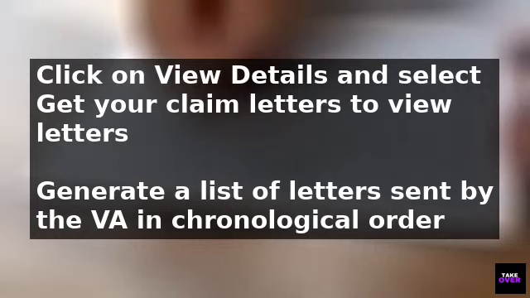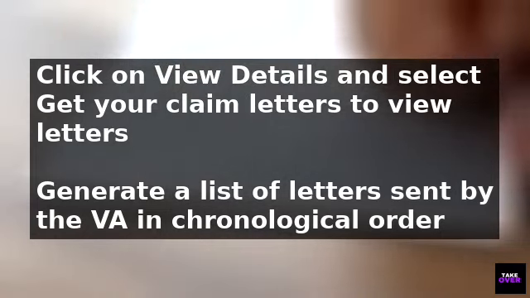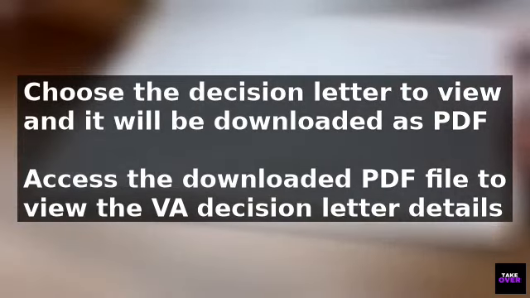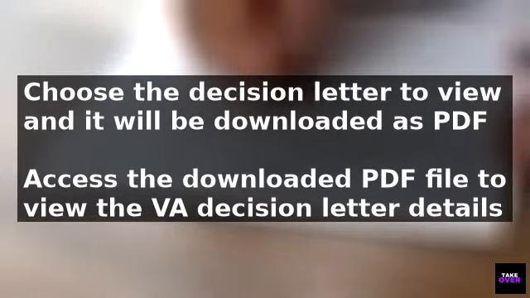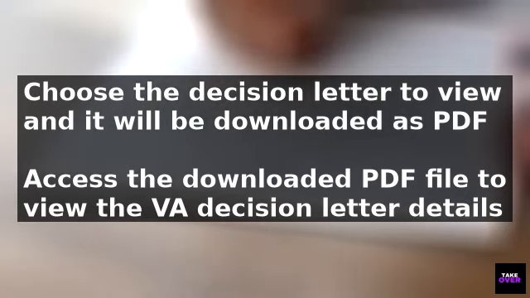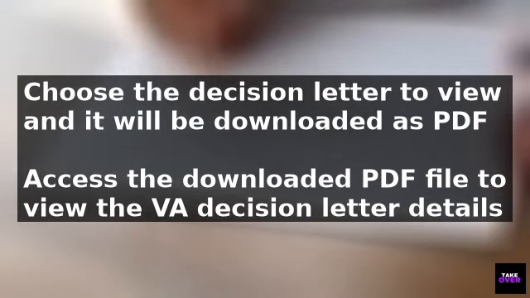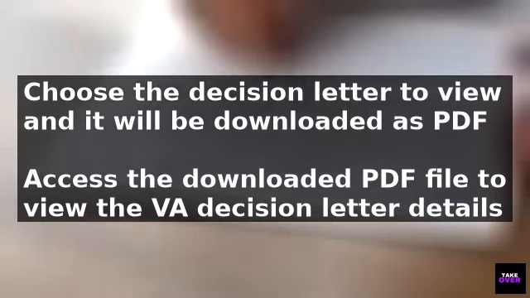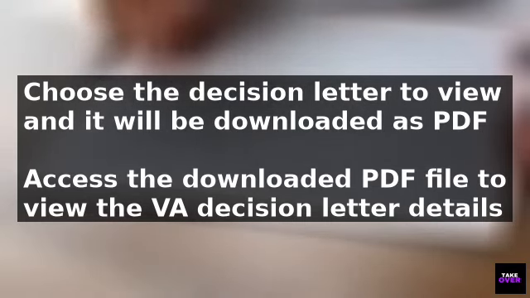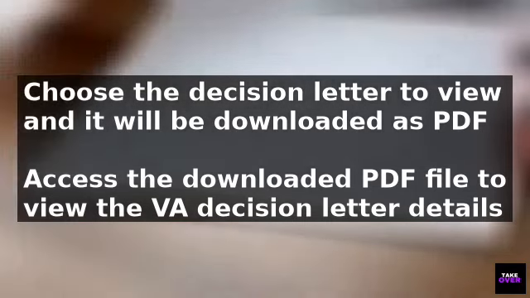To view the VA decision letter, click on View Details and then select Get Your Claim Letters on the next page. This will generate a list of letters sent by the VA, arranged chronologically with the most recent one at the top. Choose the decision letter you need to view, and it will be downloaded as a PDF file that you can access. By following these steps, you can easily view your VA decision letters online.